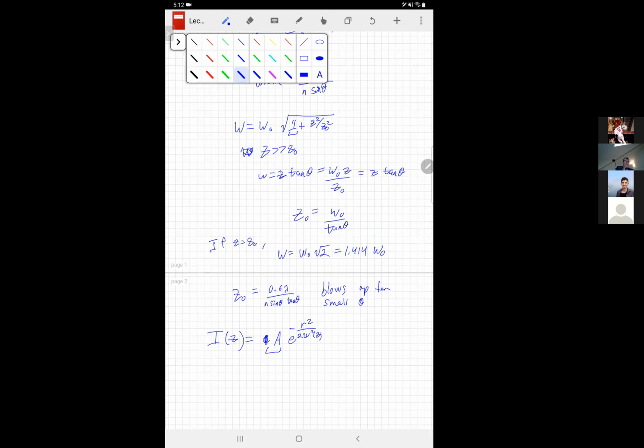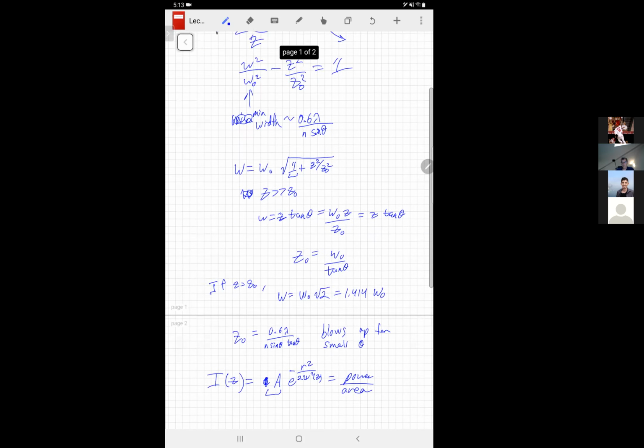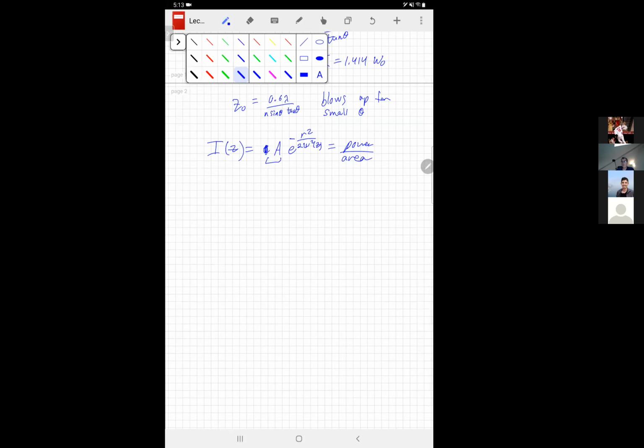Well, let's see here. If we talk about, say, a laser, we'll usually talk about the output of the laser as a power. We'll say it's putting out however many milliwatts, all right? But intensity isn't power. Intensity is power per area. So how could we relate information about the power in this beam to the formula for the intensity? Intensity is power per area.